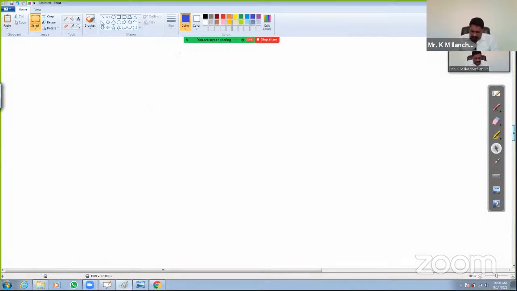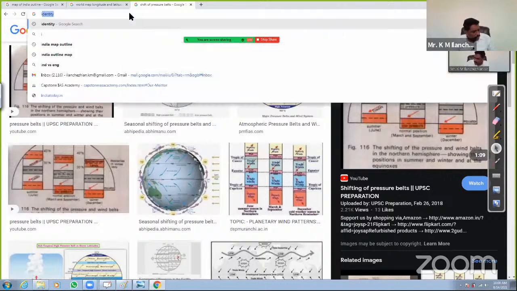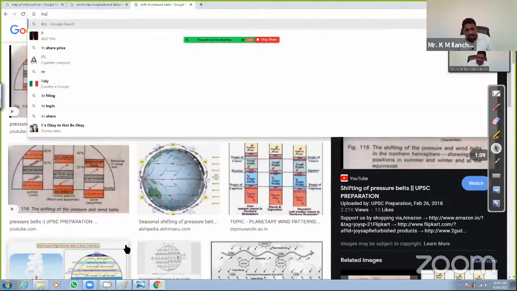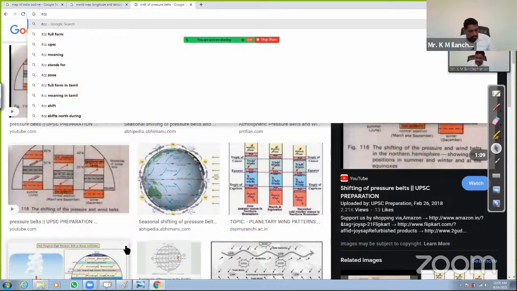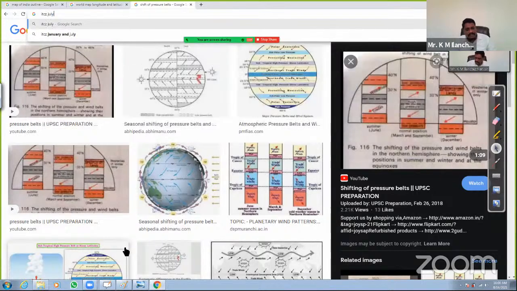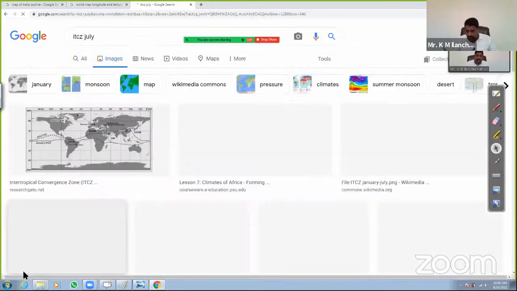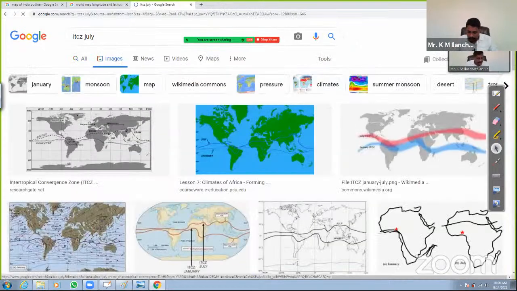Now, my dear friends, one thing I understand: ITCZ is nothing but what? Intertropical Convergence Zone, the other name of equatorial low. Am I right? So let me give you this ITCZ. When I talk about this, ITCZ almost becomes a synonym for what? The shift of the sun's vertical rays.